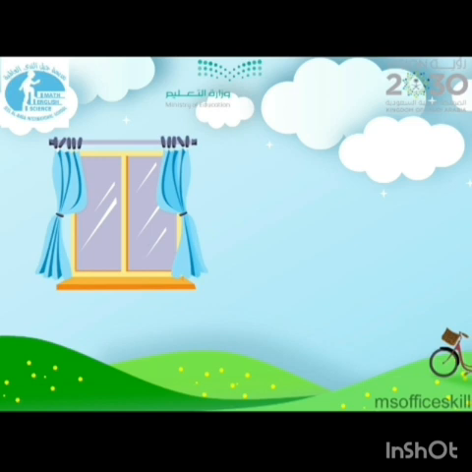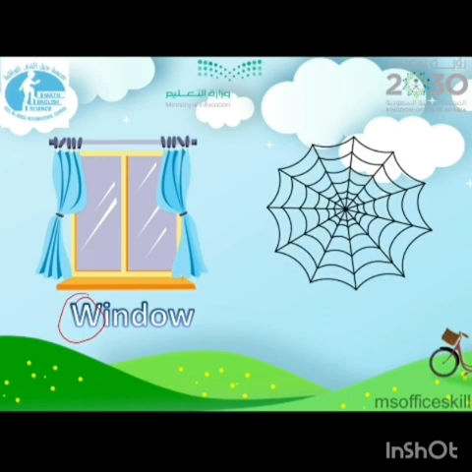Okay, what is this? Inside your room, you have one like this. Yes? What is this? This is a window. This is letter W. What is this? Whip. And here, letter W also.